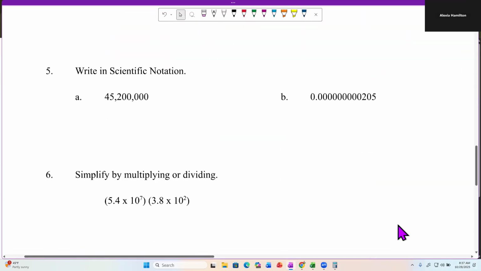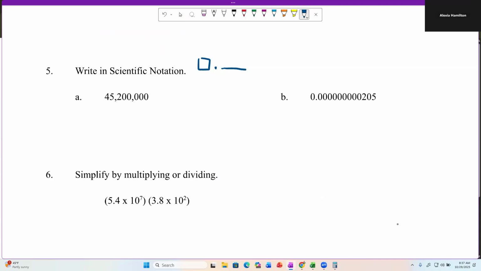Question number 5. Now we're going into scientific notation. So that means we're going to have a single digit, and then, yeah, we could have more numbers, and then times 10 to an exponent. That is what scientific notation should look like. So first thing we do is we locate our decimal point. If I don't see it, it's at the end. And I know there can only be one number in front of it. So I'm going to move it between the 4 and the 5.